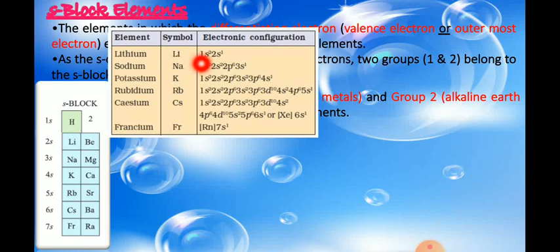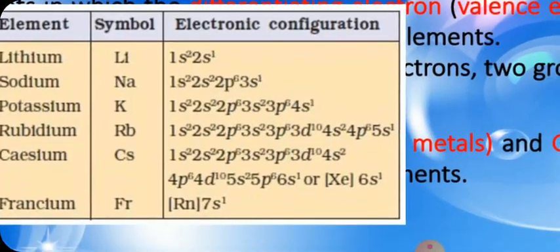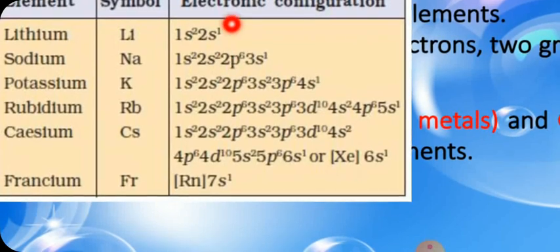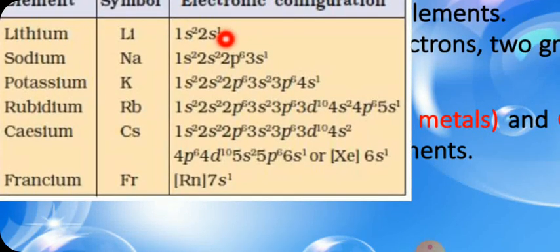Lithium, its electronic configuration is 1s2 2s1. Here a total of 3 electrons are there. 2 electrons are in the 1s orbital and 1 electron in the 2s orbital. So this 1 electron is what? It's a valence electron. It's the last electron, the outermost electron. It enters which orbital here? The 2s orbital. Therefore lithium belongs to the S block.